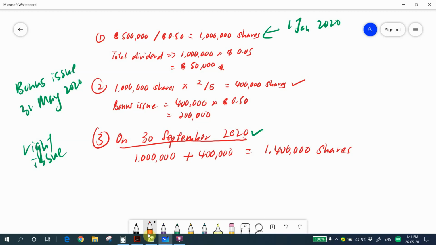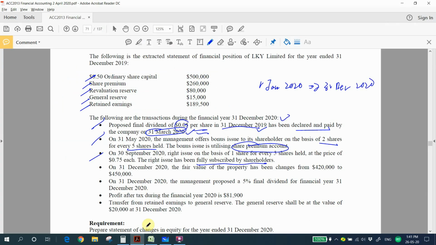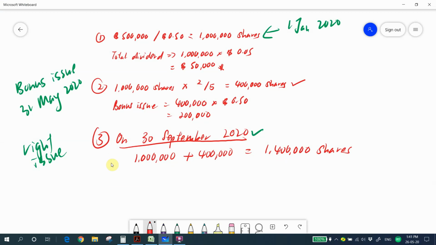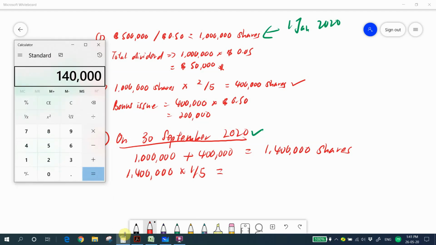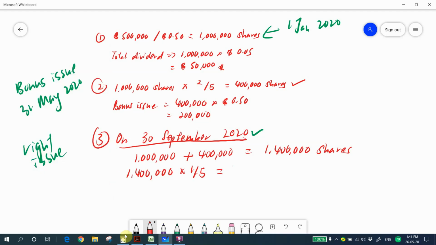And how do they allocate the rights issue? If you have 5 shares, you can buy 1 at the price of 75 cents each. So we have to figure out how many rights issue shares during the period. So we use 1.4 million divided by 5 and multiplied by 1 to get the number of rights issue shares. So the number of rights issue shares is 280,000.